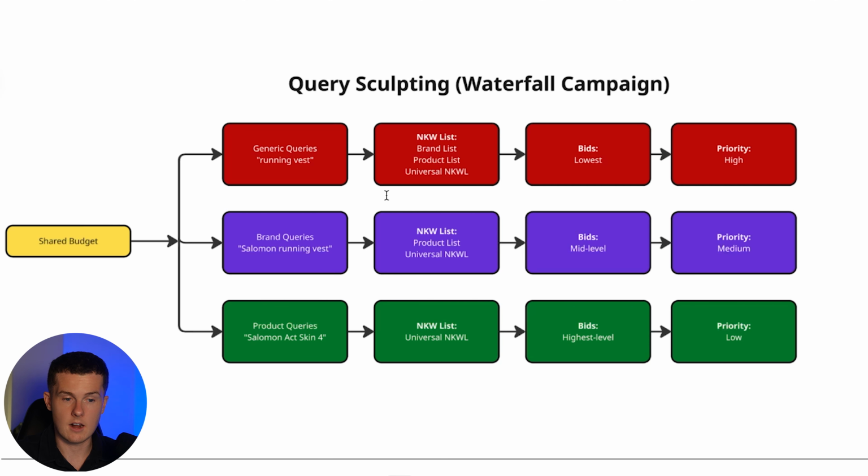Now, if they search Salomon Act Skin 4, well, Act Skin 4 would be in our product list. So it would be blocked from serving here, but then it would also be blocked from serving here in our brand queries, because we also have our product list negative keyword here. And then it would flow down into this bottom campaign, which has the highest bid level.